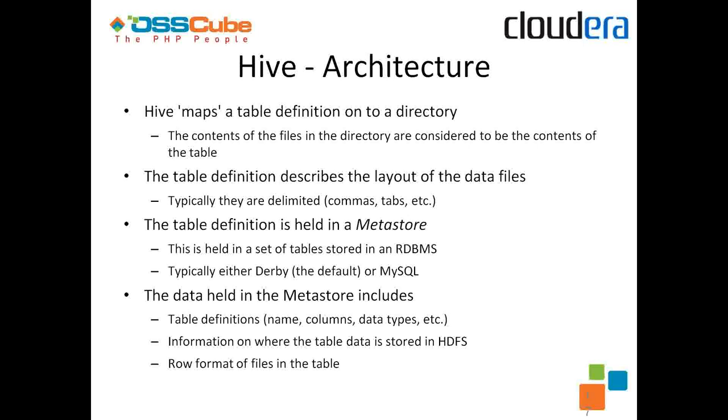Generally, this will be a delimited file, like comma separated CSV, or tabs, or some other delimiters. When you have specific formatting, you need to tell Hive how it's formatted, so it can interpret it and understand the data that sits within that file. And all these definitions of the tables, all this metadata, is stored in a metastore.